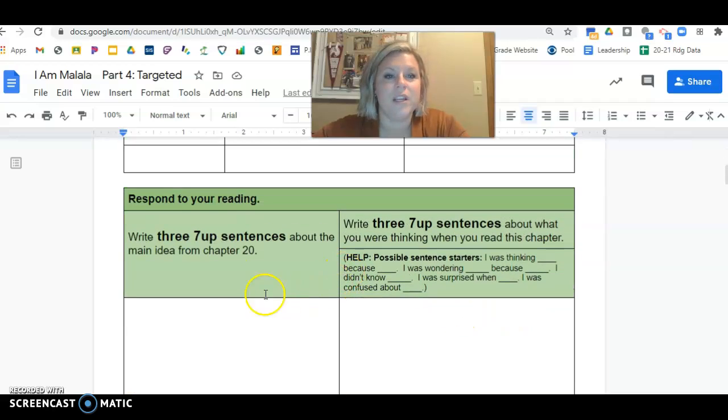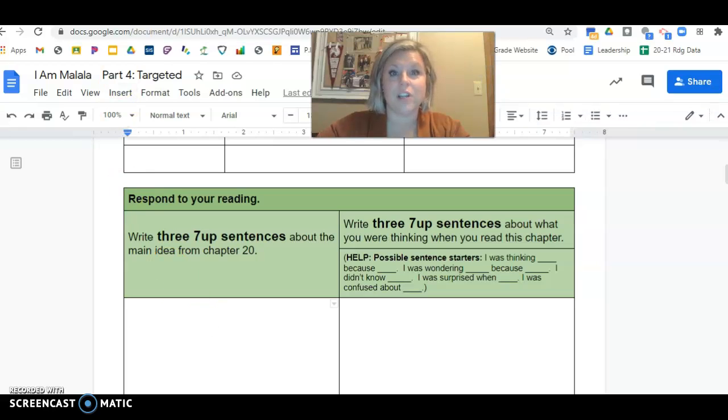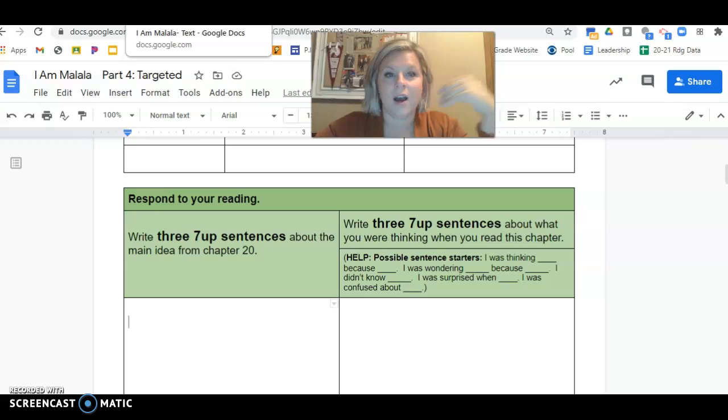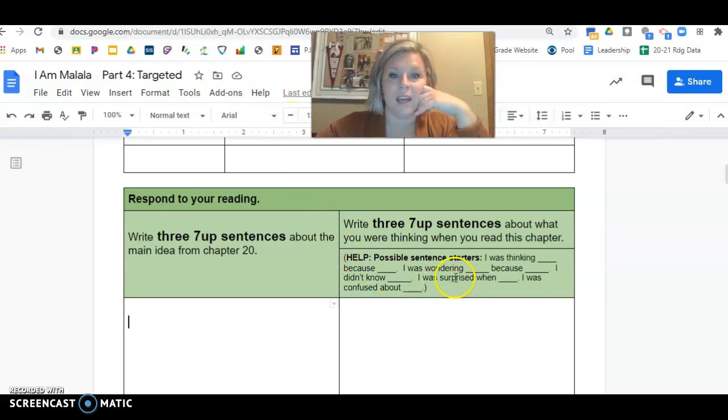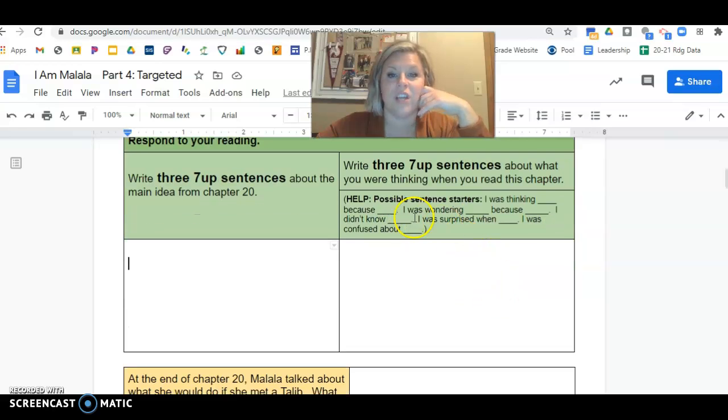Then it says here, respond to your reading. Write 3 7-up sentences about the main idea from chapter 20. So what is this chapter mostly about? You're going to write down what you think this chapter is mostly about. And then you're going to come over here on this side and it says write 3 7-up sentences about what you were thinking when you read this chapter.